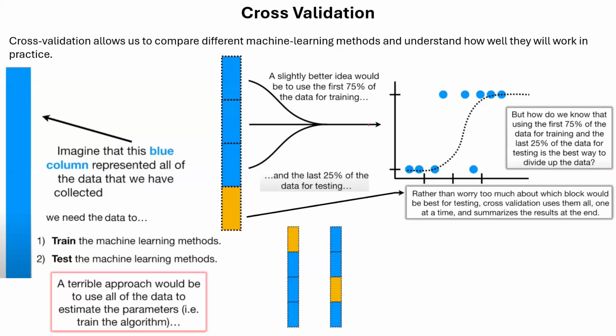Okay, so understanding how to compare the different machine learning methods, and then analyzing how they work in practice, is what cross validation actually does. Let's understand this with an example. If you're given a data set, let's consider this blue bar given over here is a data set.